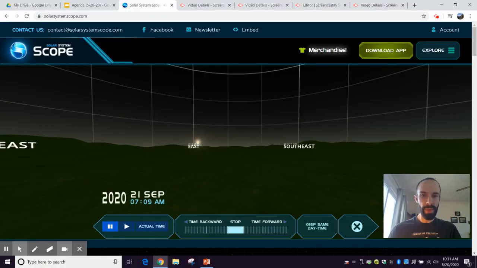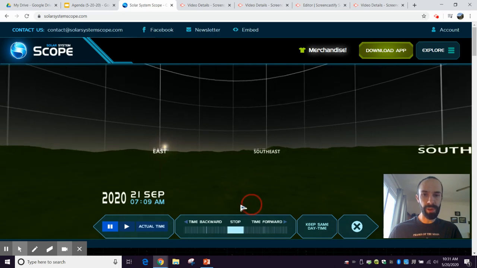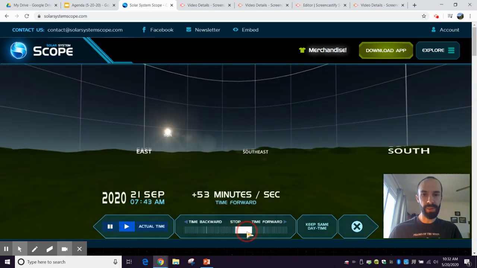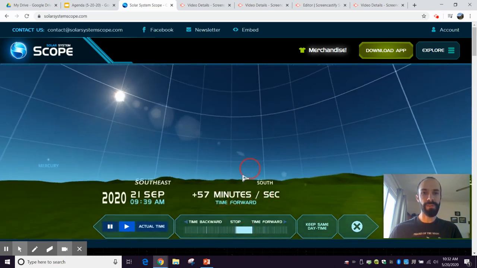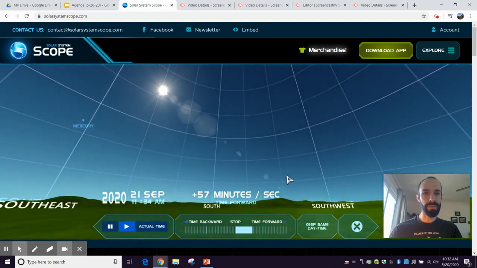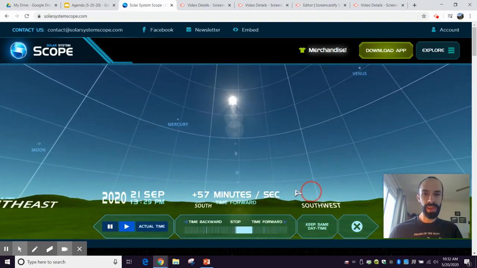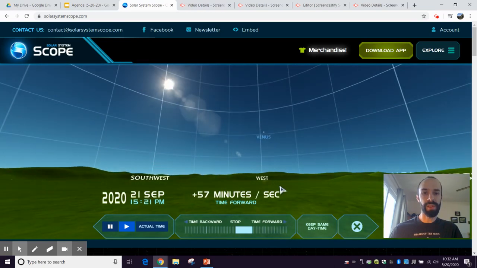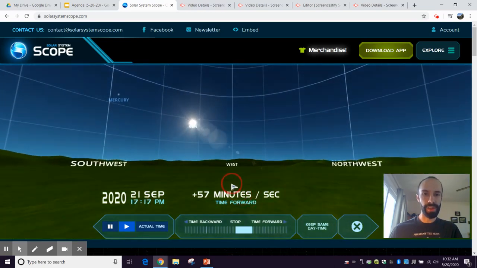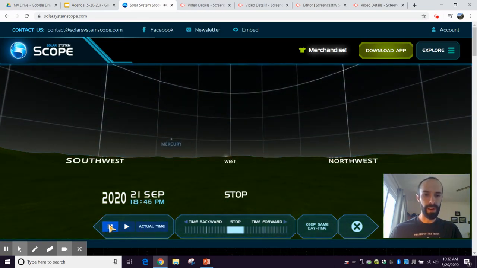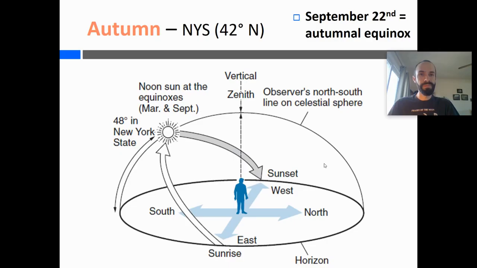Okay, so I've set my clock to September 21st at around 7 o'clock in the morning. The sun is rising perfectly in the east. As we go forward in time, the sun is going to rise up to an angle of about 48 degrees, just like it did in spring. And then it's going to come back down and it's going to set perfectly in the western sky right around there at around 18:46 p.m.